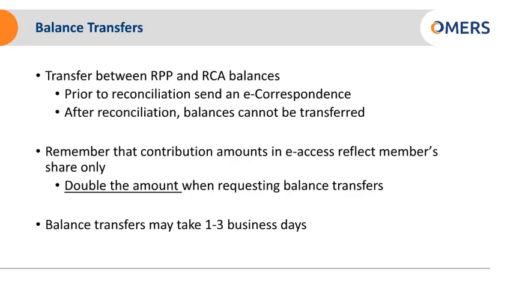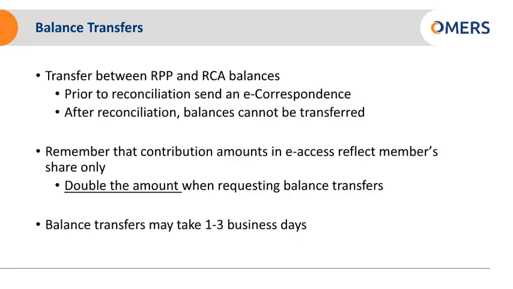If your RPP and RCA amounts are not balanced, meaning you have a credit in one account or an invoice in another, you must send an e-correspondence to OMERS asking us to move the funds. You will need to indicate the credit amount you will be using to cover the invoice in the other account. Remember that you must double the amounts when requesting these transfers, as the Contributions tab only shows members' contributions.